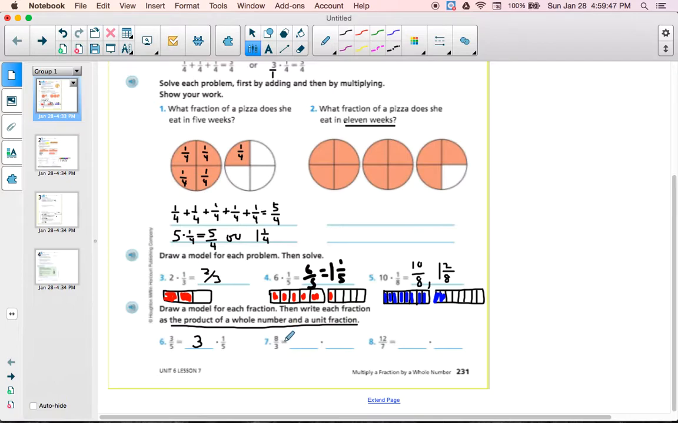Over here, I see this is divided into thirds. How many 1/3 are there? Well, there are 8 thirds, or 8 1/3. So again, I'm going to write 8 thirds as the product of a whole number and a unit fraction. How many sevenths? How many 1/7 are there? There are 12 1/7. Because 12 sevenths is the same as 12 times 1/7.